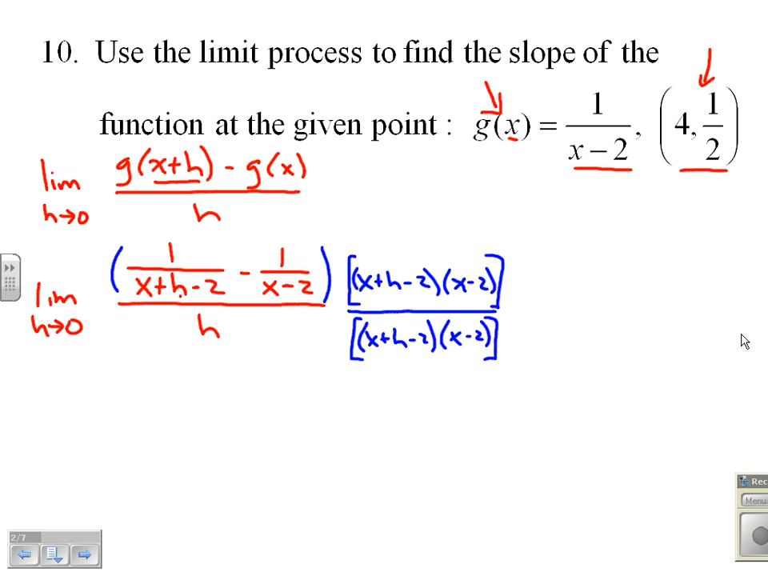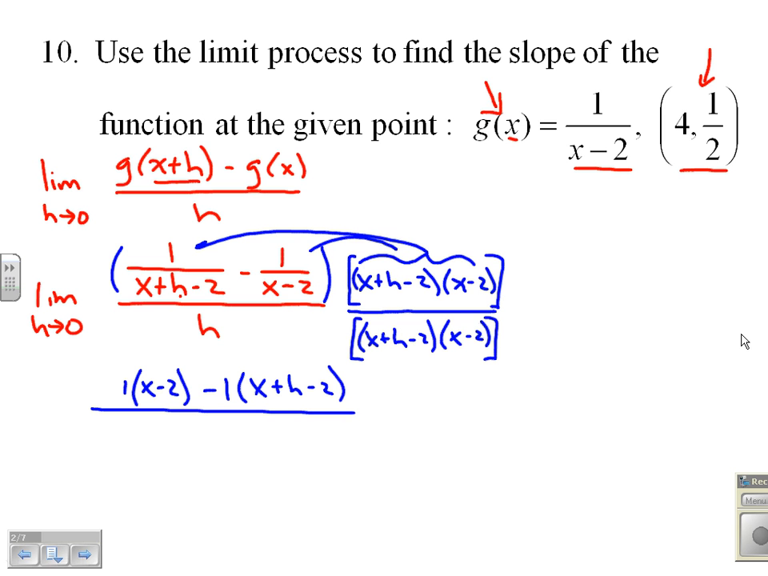Then in the numerator, when I take this whole package and distribute it to my first term, the x plus h minus 2 factor cancels, and I just get a 1 times x minus 2. When I distribute the whole package to the second term, to the minus 1, the x minus 2's cancel, and I'm left with just the factor x plus h minus 2. And I'm not distributing or foiling anything in the denominator. You'll see why shortly. I get h times x plus h minus 2 times x minus 2.